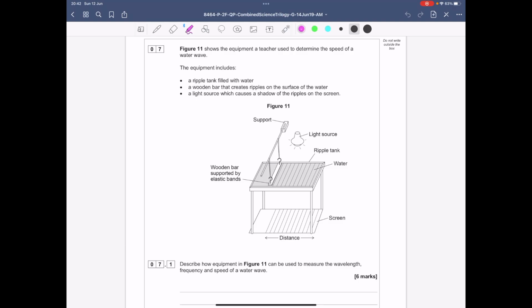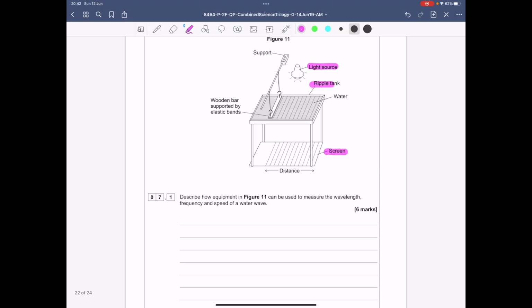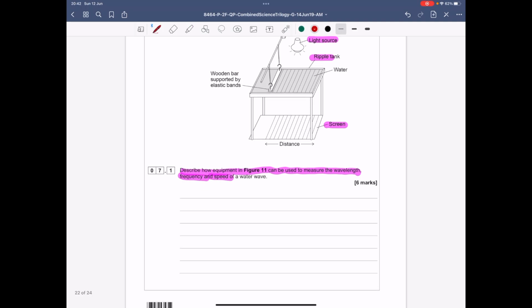Okay, so question 7 then. Figure 11 shows the equipment a teacher used to determine the speed of a water wave. This equipment includes a ripple tank that is filled with water, a wooden bar that creates ripples on the surface of the water, and a light source which causes a shadow of ripples to be shown on the screen. So you've got here the light source, the tank, the water ripples, and then you've got the screen being shown below. Describe how the equipment in figure 11 could be used to measure the wavelength, frequency, and speed of a water wave. So it's saying, how can you use this to determine these 3 things?